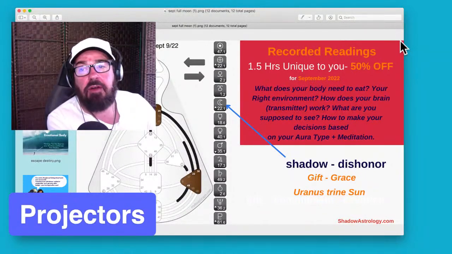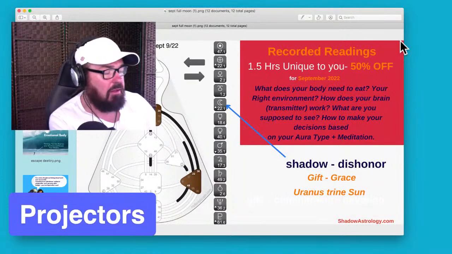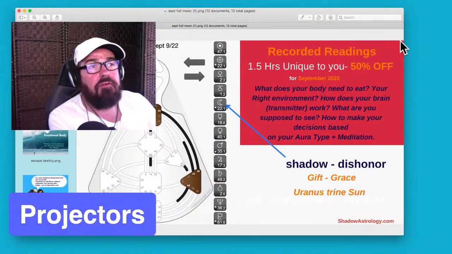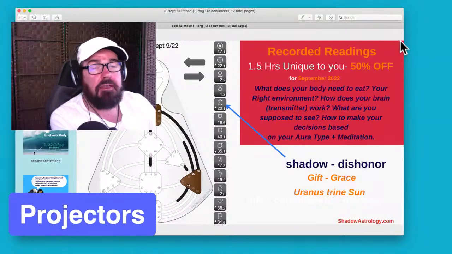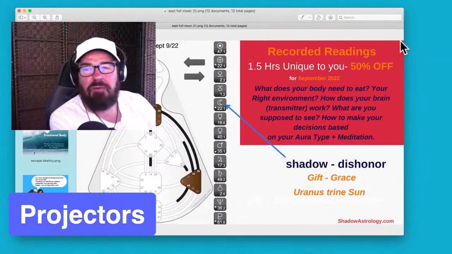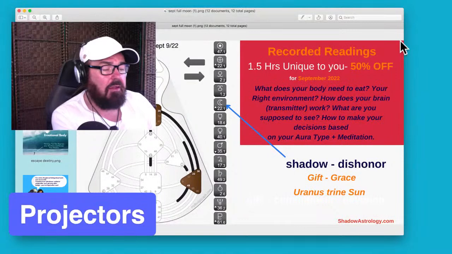And when you're operating correctly, you're going to feel successful. And when you're not, you're going to feel bitter. Nobody's recognizing me. Nobody's inviting me. And nobody wants my help, right? Because we're here to guide the other types.